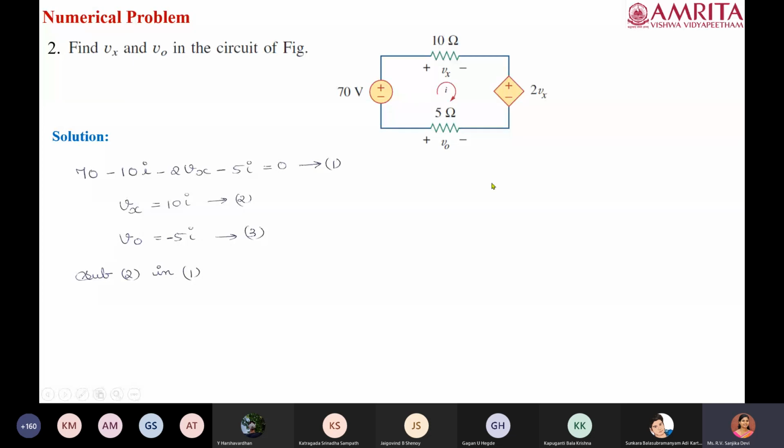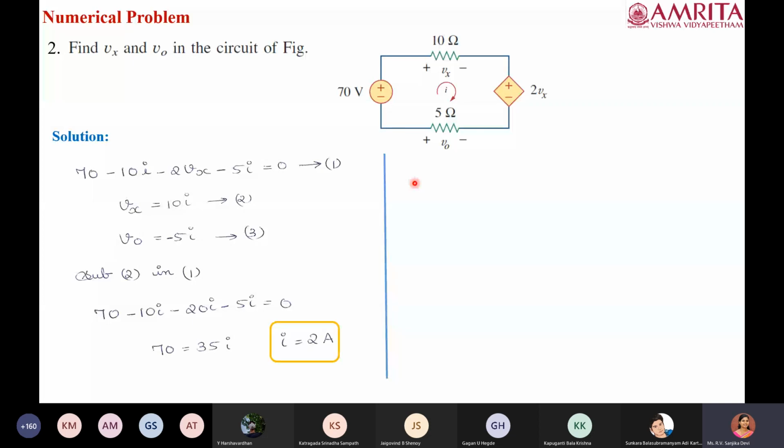Okay. So that is how the equations are written. I have explained up to equation number 3. Then if you're substituting equation number 2 in 1, we have everything in terms of I. So it is easy for us to solve the value of I, and the value of I is 2 ampere. Then we can substitute back in equation number 2 and 3 to get Vx and V0. So we get Vx as 20 volt and V0 as minus 10 volt.